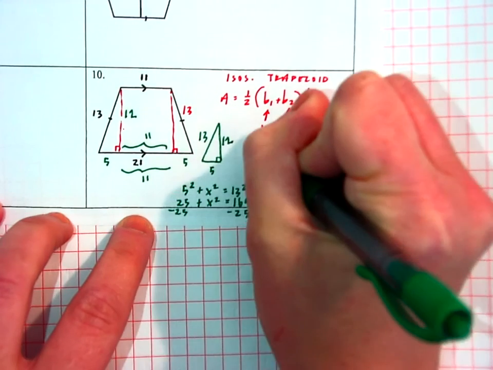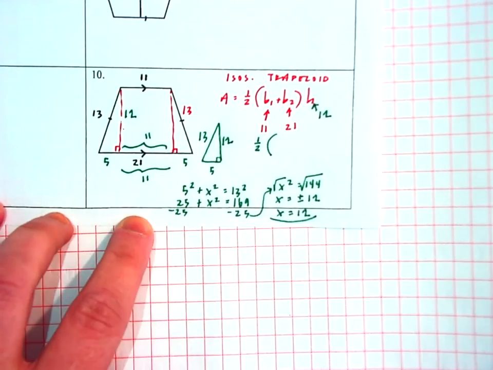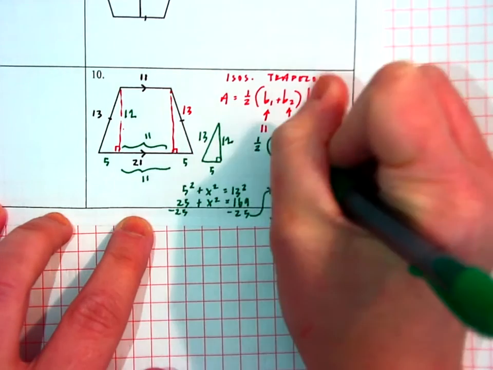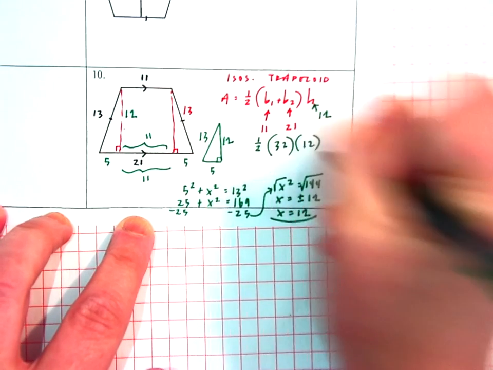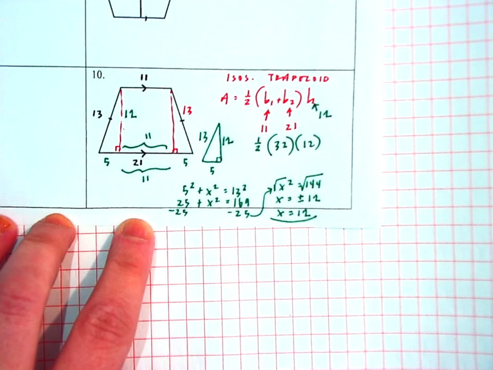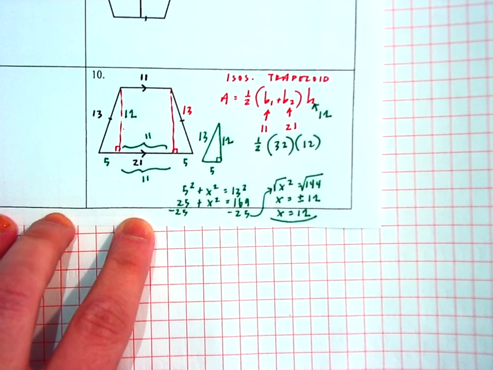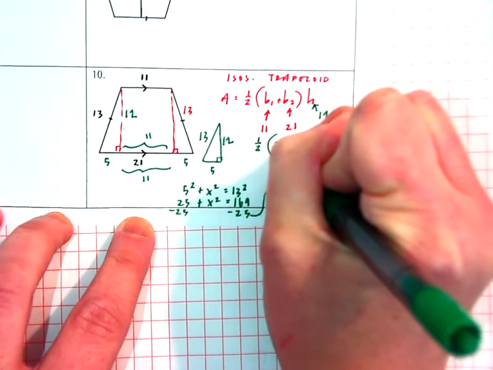So I'm taking 1/2 of 11 plus 21, which is 32, and then I have to multiply that by 12. So if I'm taking half of 32 and multiplying that by 12, I get 192 units squared.